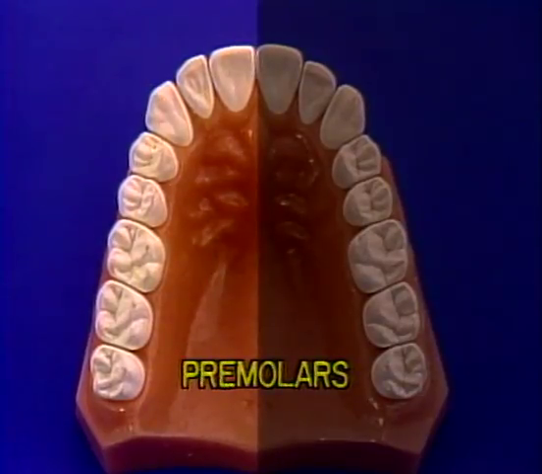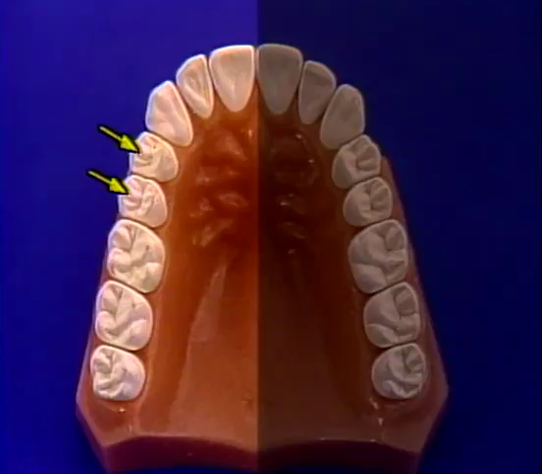Premolars. The 4th and 5th teeth from the midline are called premolars. Their masticatory purpose is tearing, holding, and grinding. These teeth are frequently called bicuspids. They are correctly termed 1st and 2nd premolars.